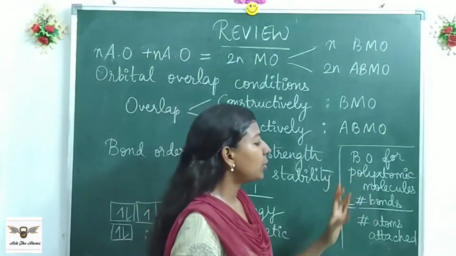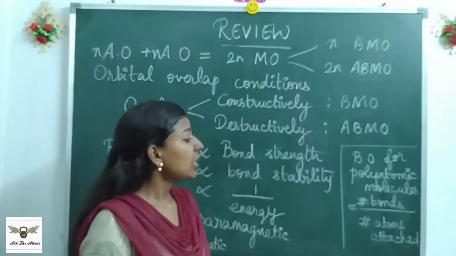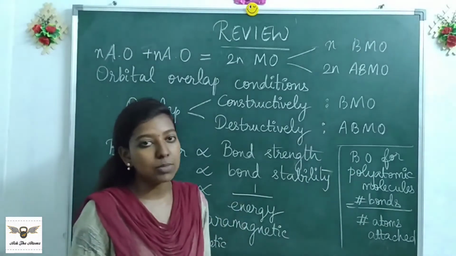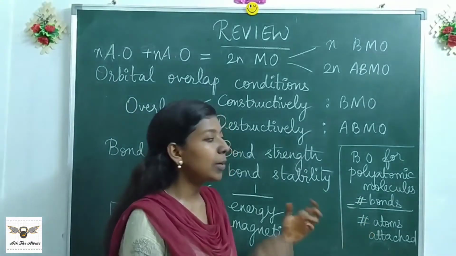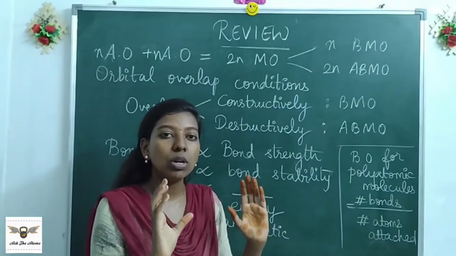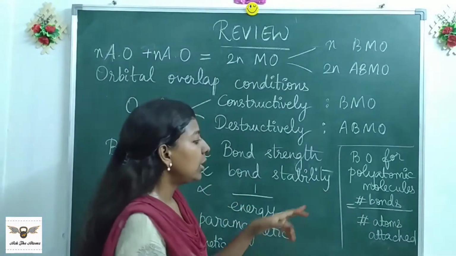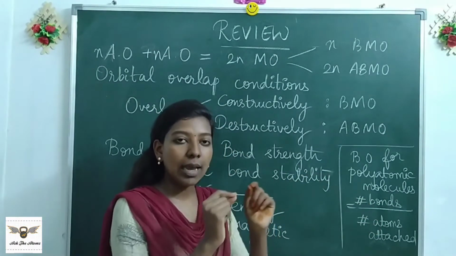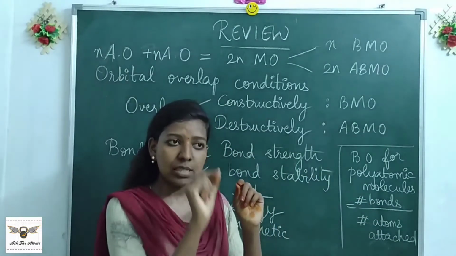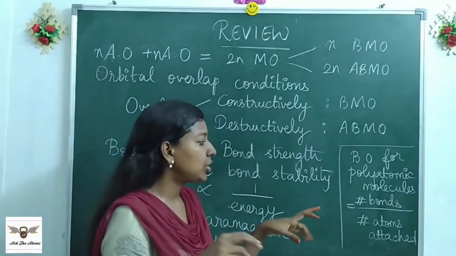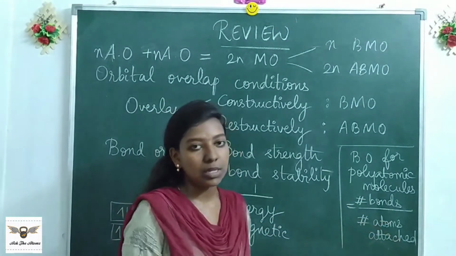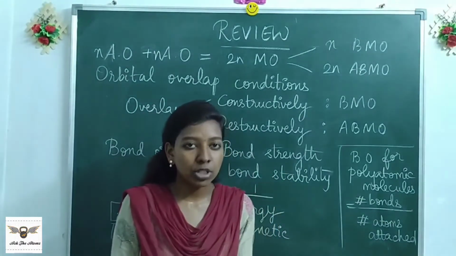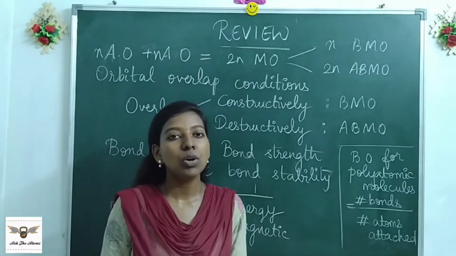Now, bond order for polyatomic molecules. How do you find the bond order? By using a simple formula. Polyatomic molecules are molecules with more than 2 atoms. You have to draw the structure first, the correct structure according to VSEPR theory. Then locate the central atom, see how many bonds are attached to it, and divide by the number of atoms attached. So this is a very short review of what shall be covered in this video.